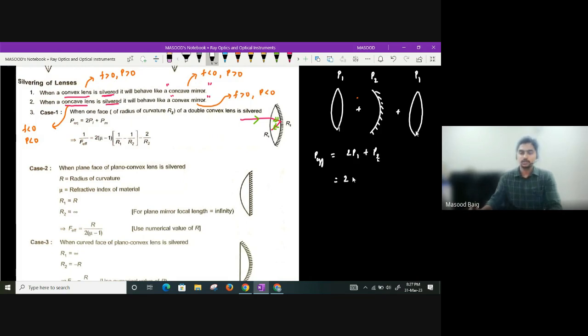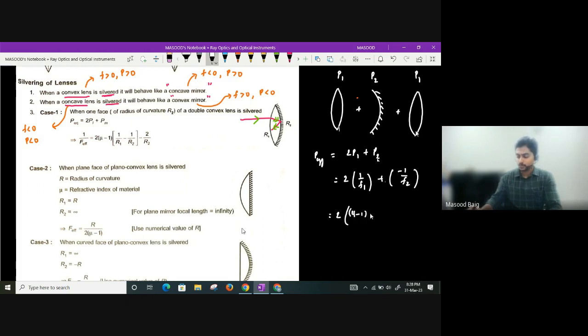P1 is the power of the lens. How can I write the power of the lens? As 1 by focal length. P2 is the power of the mirror. How can I write the power of the mirror as? Minus 1 by F2, guys. Clear, all of you? And how can we write the focal length of the lens using the lens maker formula? What will it be, beta?